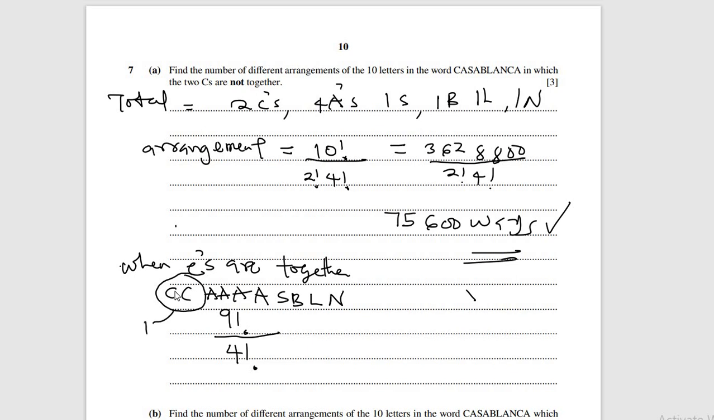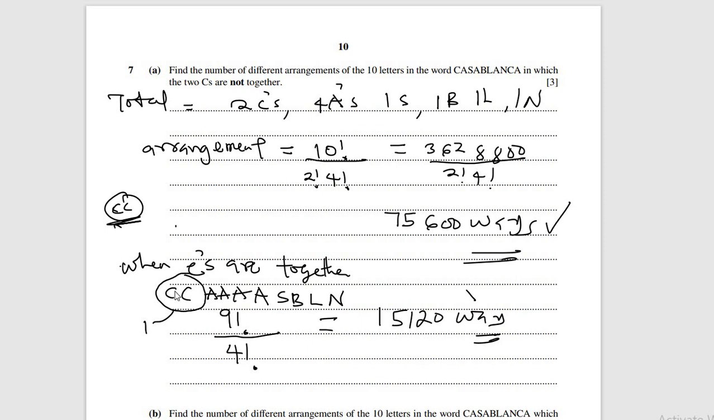This one turns to 1. Everything is 1, 2, 3, 4, 5, 6, 7, 8, 9, so 9 factorial. The repetition of everything else, because these 2 C's are now in 1 position, we don't need to do the repetition. So 9 factorial over 4 factorial, we have 15,120 ways.